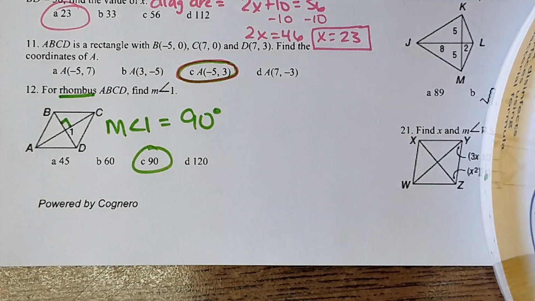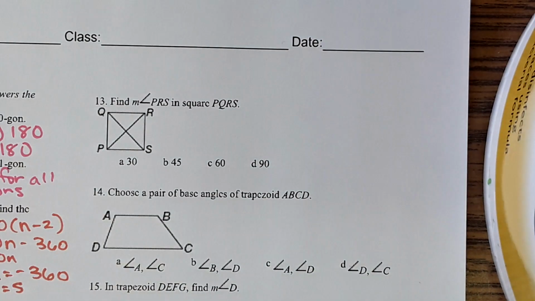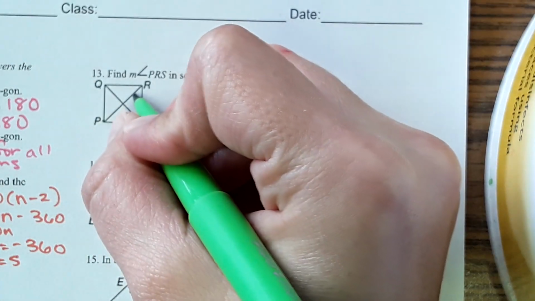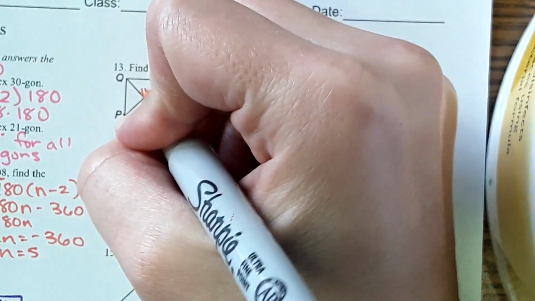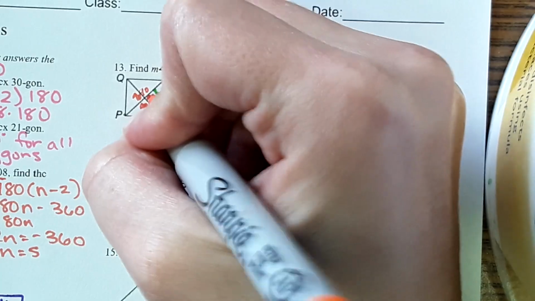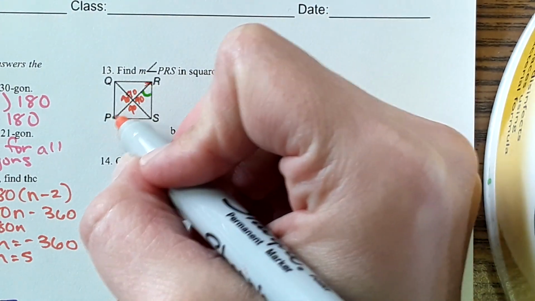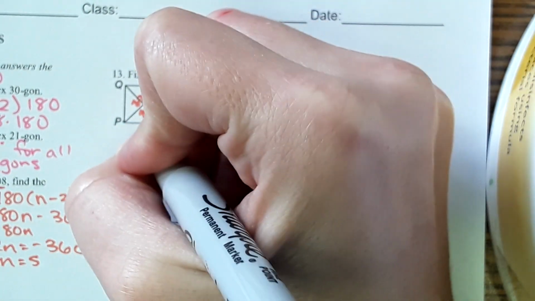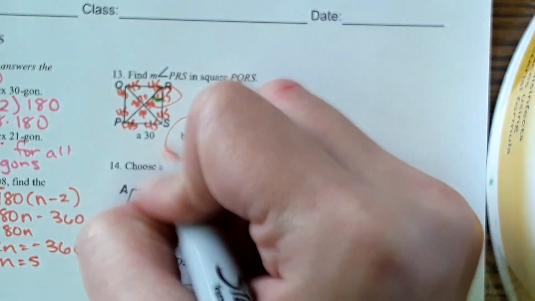Okay, next, moving up to the top, it says find the measure of PRS in this square right here. PRS, identify the angle. It's talking about this angle right here. Since this is a square, the diagonals bisect at 90 degrees, 90, 90, 90. And then these angles here would be 90 degrees, and then the diagonals bisect that angle. So this would be 45, 45, 45, and it's 45 all the way around. You don't really have to label all this, but I am. And then PRS would just be 45 degrees.